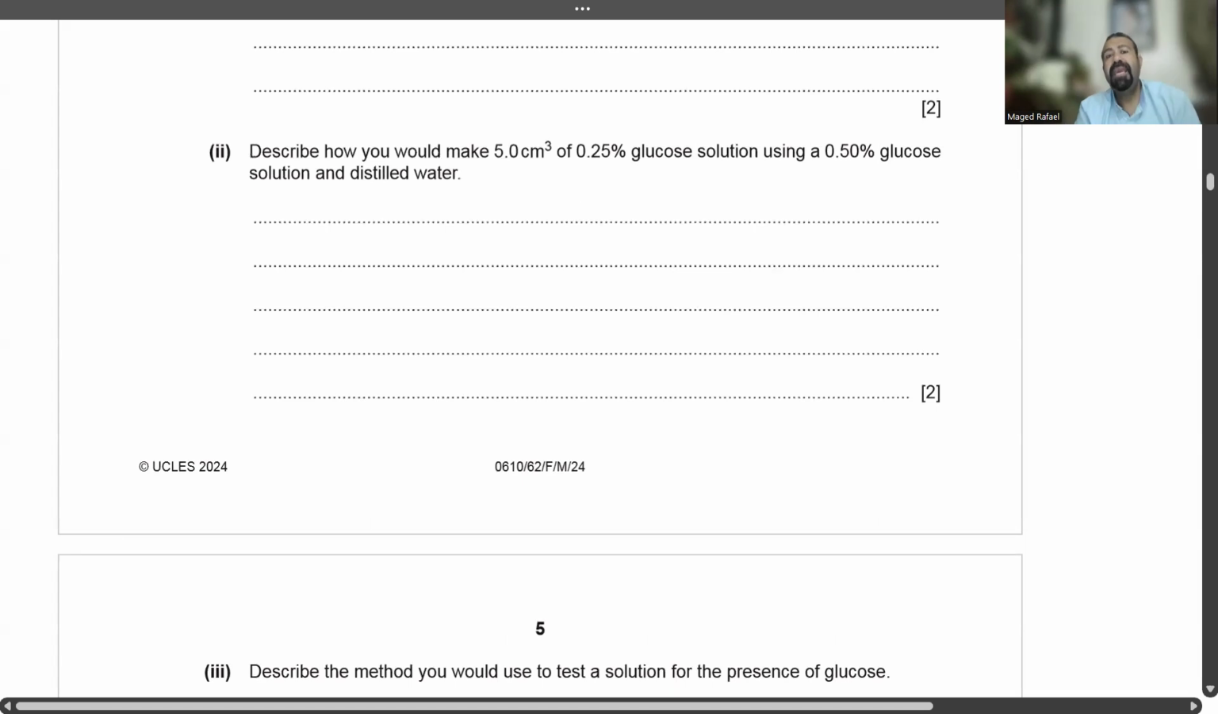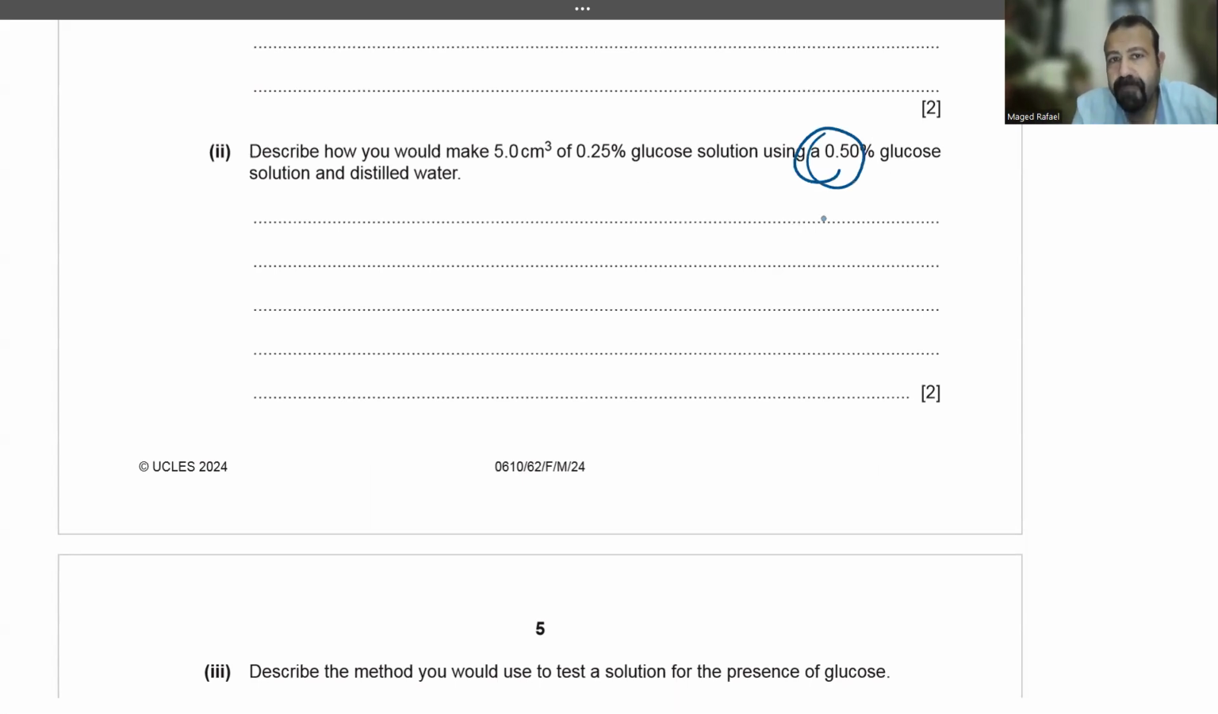Describe how you would make 5 cubic centimeter of 0.25% glucose solution using 0.50% glucose. I have 0.50% glucose, and I want to change the concentration into half, to drop the concentration into half. Okay, and I'm using 5 cubic centimeter. So simply I will use 2.5 of the 0.50% glucose and 2.5 distilled water.